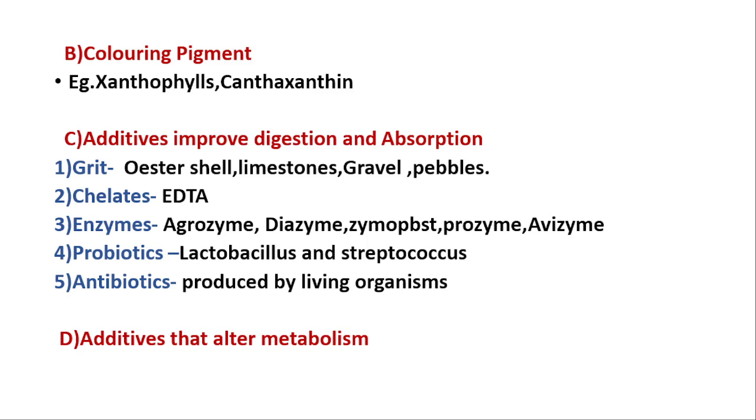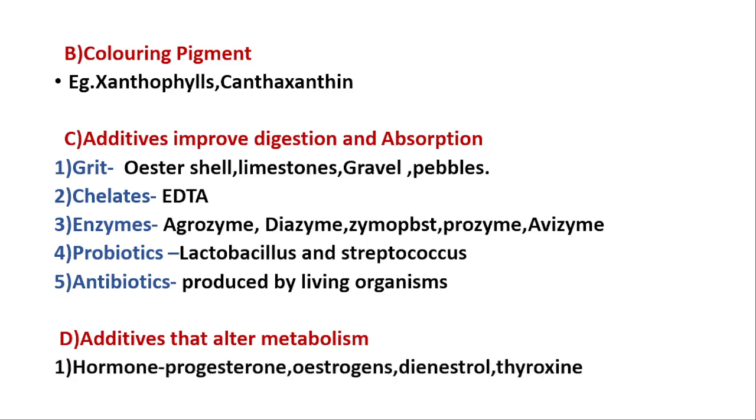So these hormonal preparations are added in the diet of chicken with a view to bring about desirable metabolic changes, so that increased egg production or carcass fat deposition in the bird could be achieved. These fall into about four categories: anabolic compounds, estrogen, progesterone, dienestrol, then thyroxine. These are some hormones which are used for the alteration of metabolism.